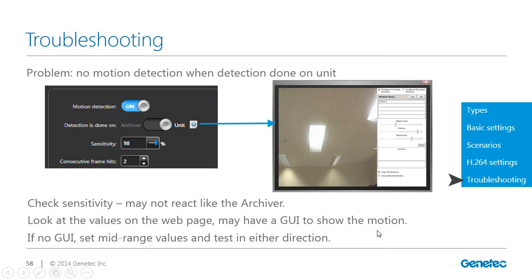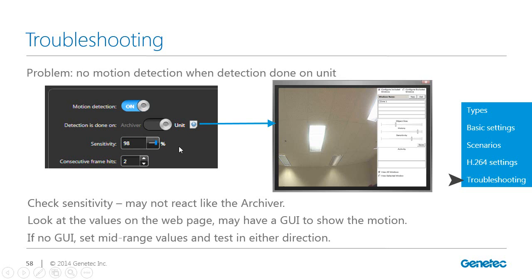Another thing we want to take a look at is if we're not getting any motion detection when the detection is done on the unit. So in the motion detection settings, we have it set for hardware motion detection. The first thing we want to take a look at is the sensitivity. The unit may not react like the Archiver does. So everything looks fine when we're running the test in the zone, but the unit may handle things a little bit differently, so you may need to tweak that still a little bit.